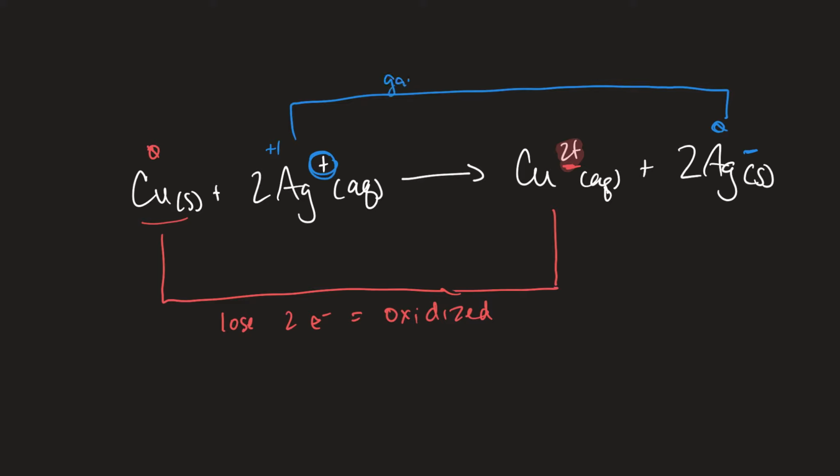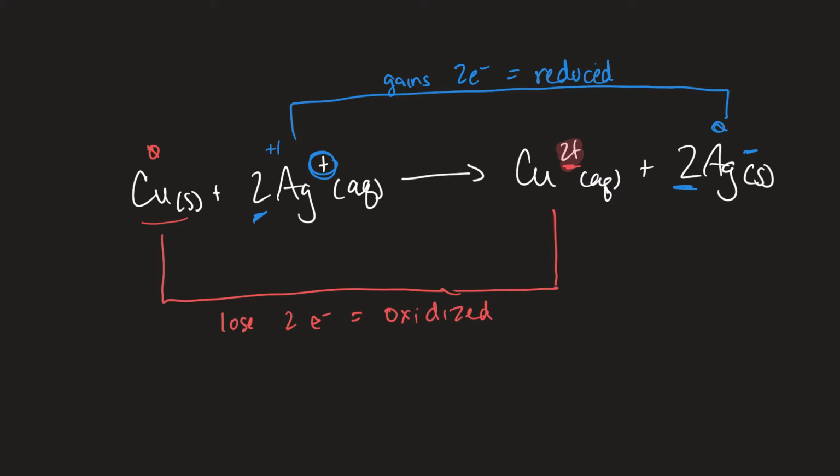So it gains electrons, and because there's a 2 here, so 2 silvers, 2 electrons. So it gains 2 electrons. In this case, silver has been reduced. All right, and so this simply means that silver has gone through reduction.